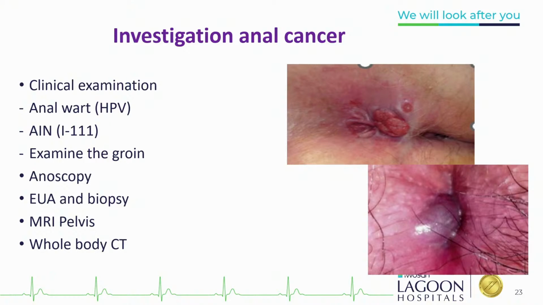So examine the groin. An endoscope is a little camera you can put in the back to have a look and to help map what it looks like, the extent of it. EUA and biopsy, like the patient the doctor mentioned earlier in the teaching, is very painful. So you have to put them to sleep to take a biopsy to get the result. And an MRI scan is mandatory to check what is going on, and then a whole body CT.